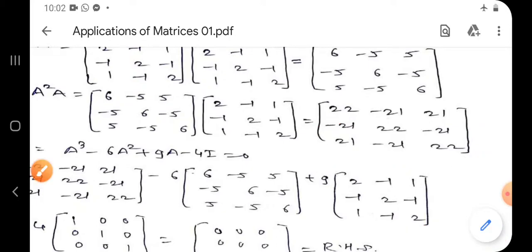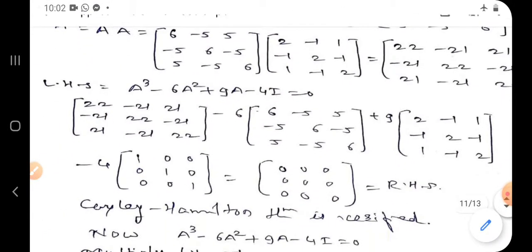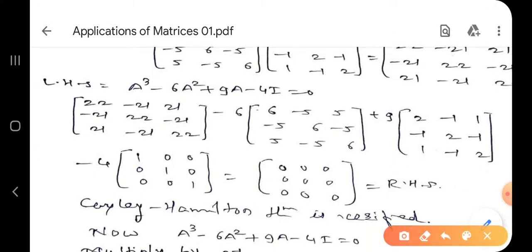Okay. Now consider LHS. What is our LHS? A cube minus 6A square plus 9A minus 4I equal to 0. Write down A cube, then minus 6 into A square plus 9 into A minus 4 into identity matrix 1 0 0, 0 1 0, 0 0 1, and it is equal to 0 0 0. You can check, it becomes 0.